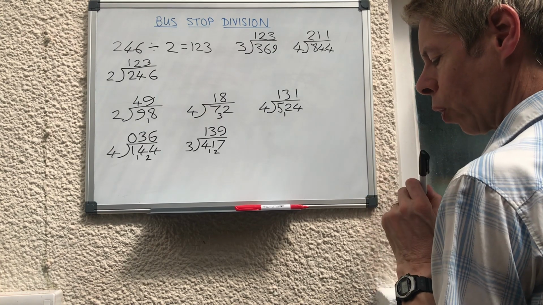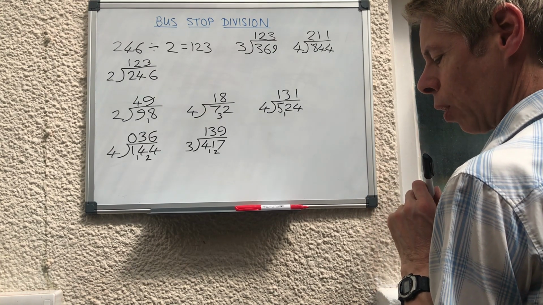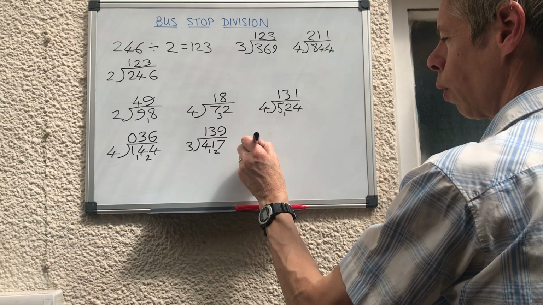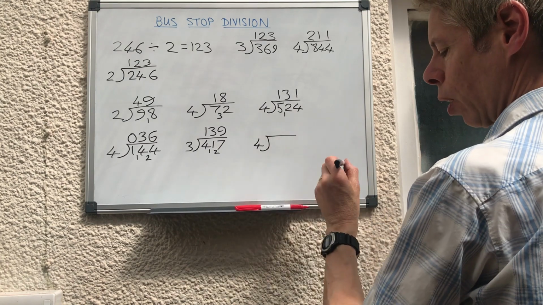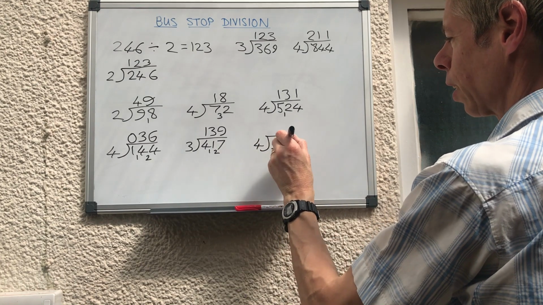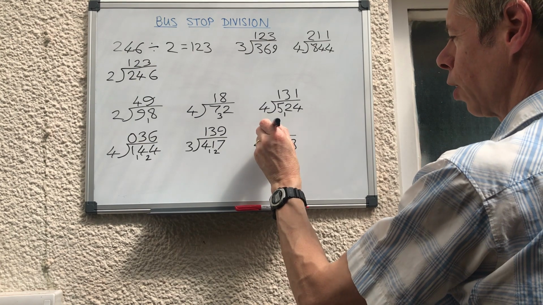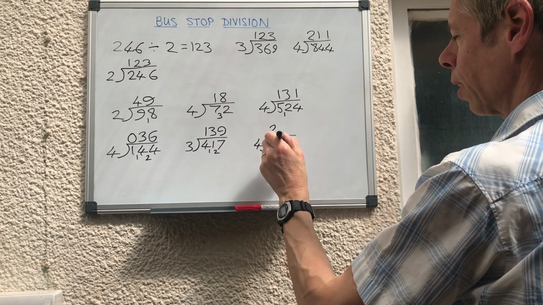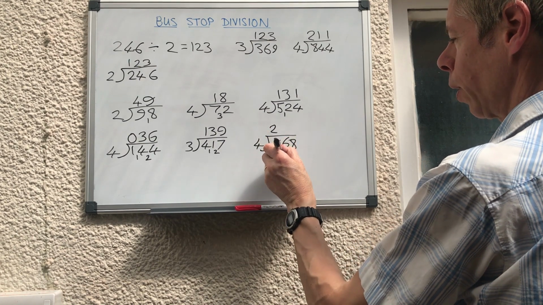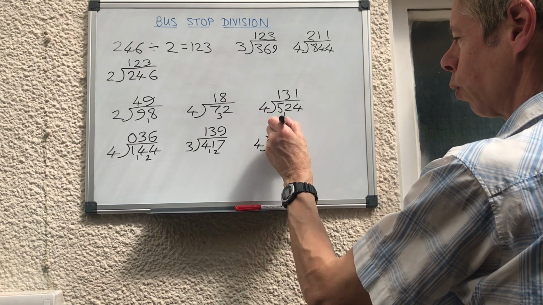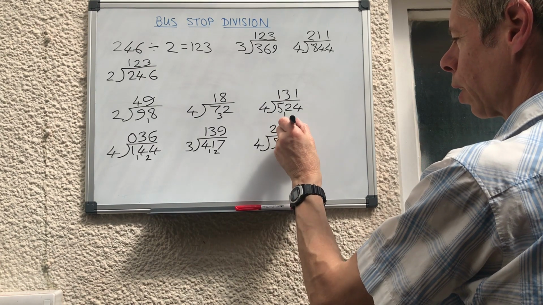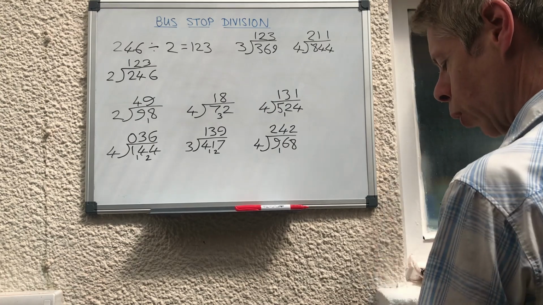Right, one more, and then we're going to get into decimals. So 4 into 968. So 4's into 9, 2. 2 4's are 8, so the remainder is 9 take away 8, 1. 4's into 16 now is 4. 4's into 8 is 2. Right, I'm going to make myself some more room.